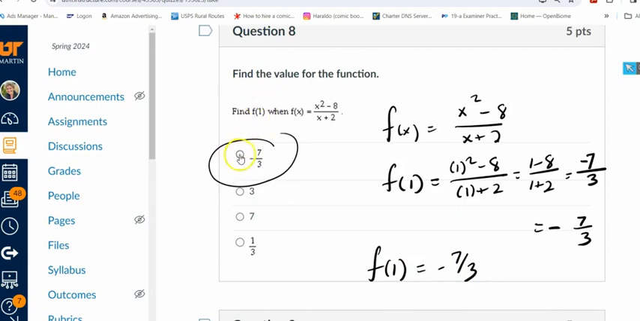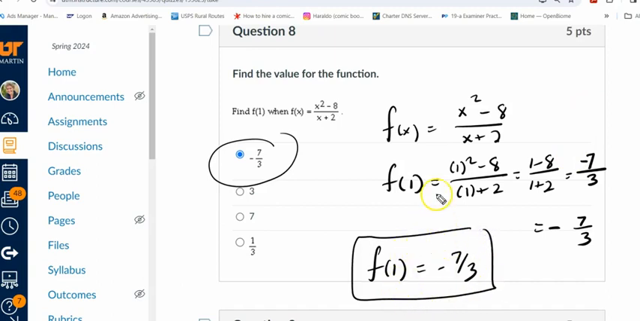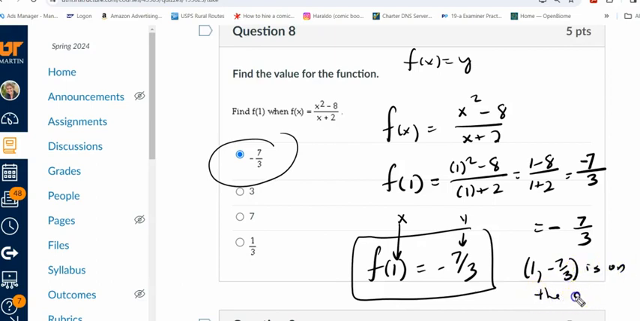Now, if you were told that you have a function and this is true, then you can automatically get a point on the graph, because this will be the x-coordinate of your point, and this will be the y-coordinate of your point. You weren't asked for that in this question, but the point 1 comma negative 7/3 is on the graph of f. But that's not specifically what this one asked for. It wanted f evaluated at 1.